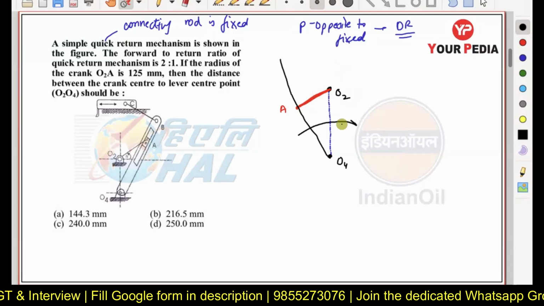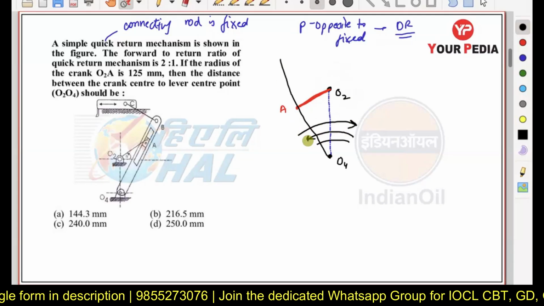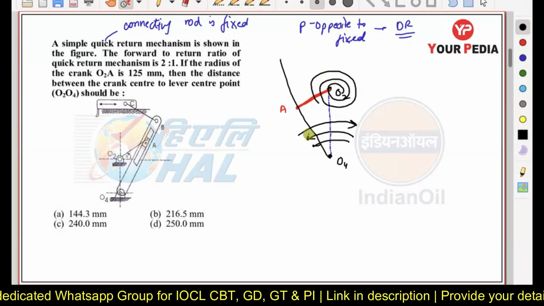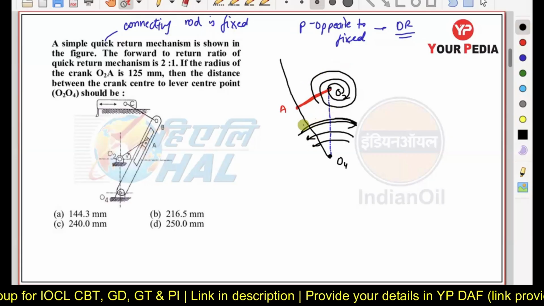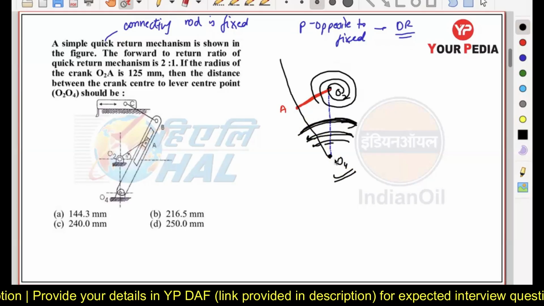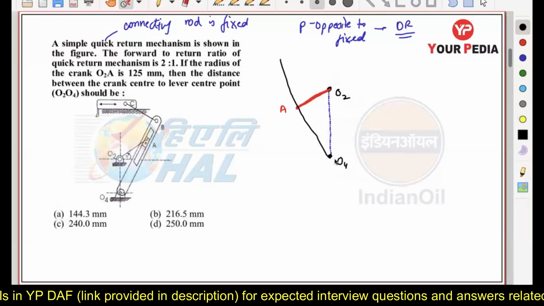the slotted bar is basically oscillating about point number O4. So now you can see the crank is having a complete rotatory motion, but the slotted lever is going to have an oscillatory motion about point number O4. Understood now? So that you have to remember.